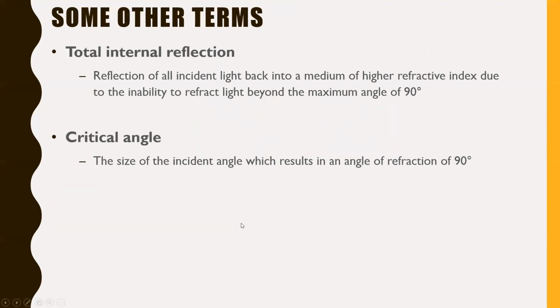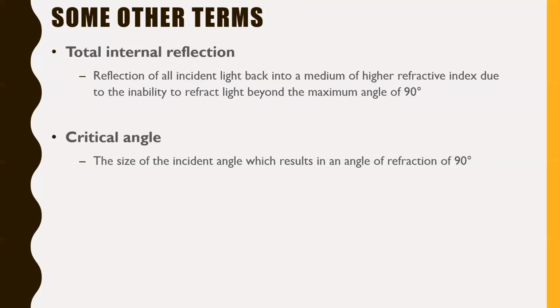Moving on. A couple other terms we've got to know here. One is total internal reflection. This is where reflection of all incident light is back into a medium of higher refractive index, due to the inability to refract light beyond the maximum angle of 90 degrees. Basically, this happens if something is trying to leave a dense medium to something that's not so dense, and the light just literally gets reflected inside of it. In other words, it's not even able to refract to the other surface.